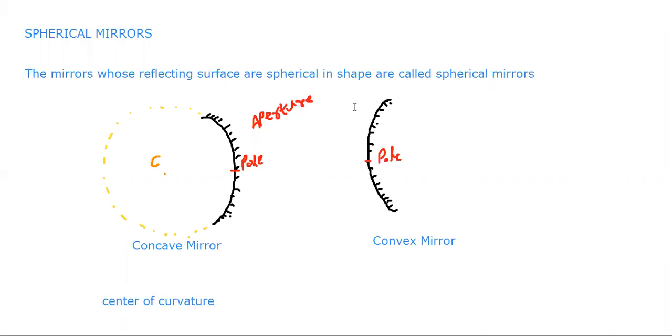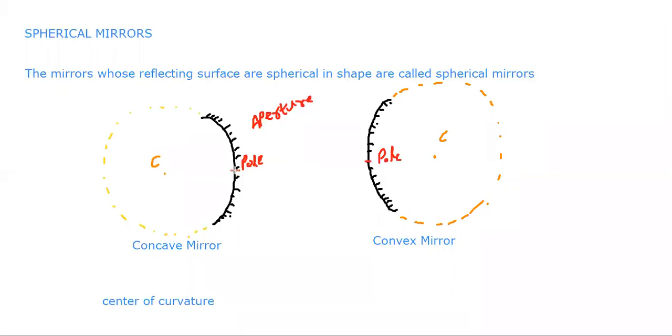Now, if you draw this circle for the convex mirror also, the circle will be like this. It would have a center. So it would also have a center of curvature. The difference is that the center of curvature for a concave mirror is towards the left side, and for this it is the right side. This is the difference between concave and convex. So this point, the center of this sphere, is known as the center of curvature and is denoted by capital C.